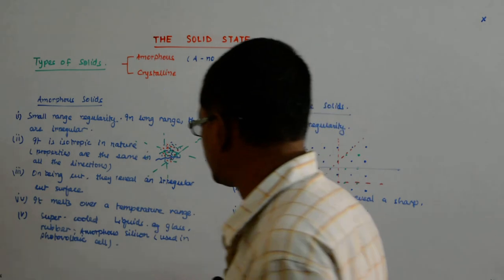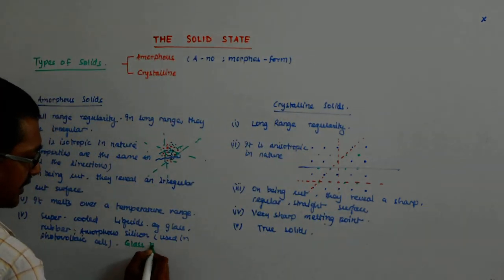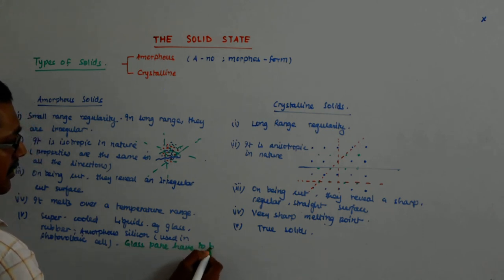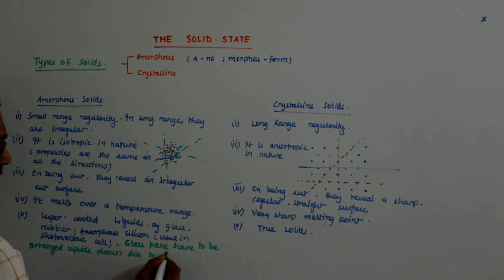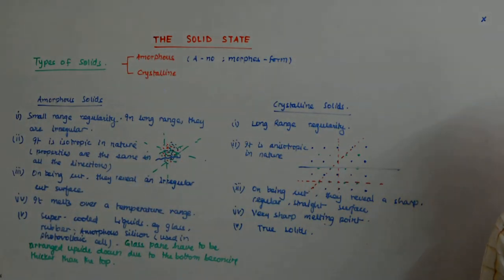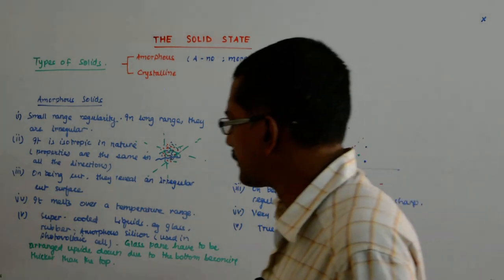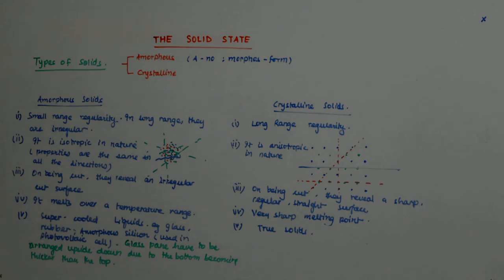Now, so much so that glass panes have to be arranged upside down due to the bottom part becoming thicker than the top. So it has actually flowed like a liquid. Okay, it is flowing like a liquid. That's why. You understand? It behaves like a liquid. This also there are times you'll be asked.